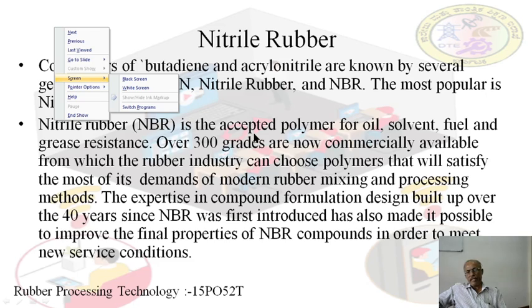Over 300 grades are now commercially available, from which the rubber industry can choose polymers that will satisfy most of the demands of modern rubber mixing and processing methods. The expertise in compound formulation design built up over the 40 years since NBR was first introduced has also made it possible to improve the final properties of NBR compounds in order to meet new service conditions.